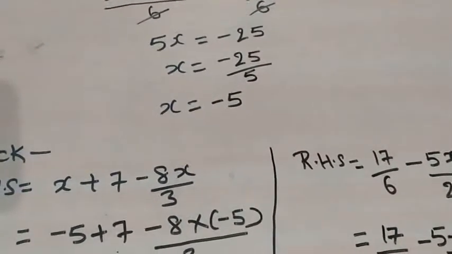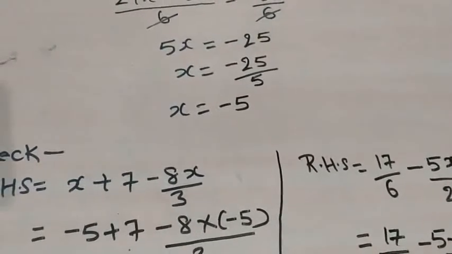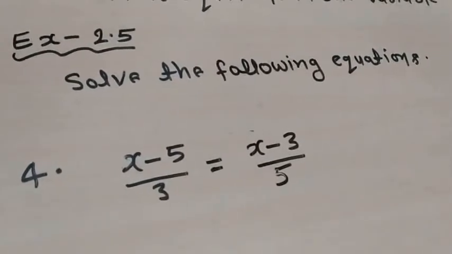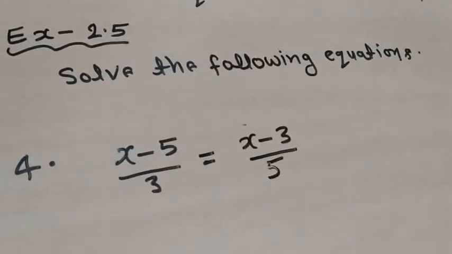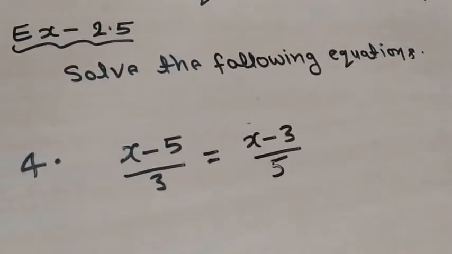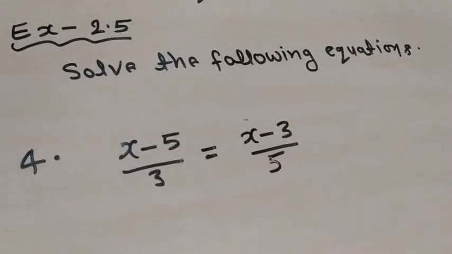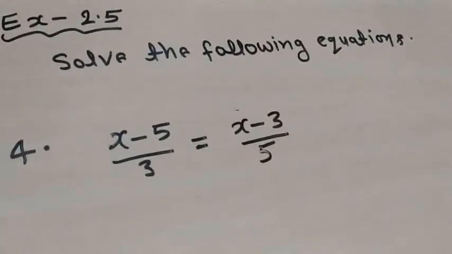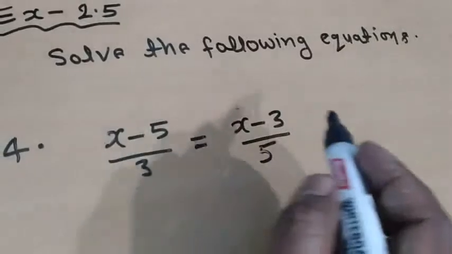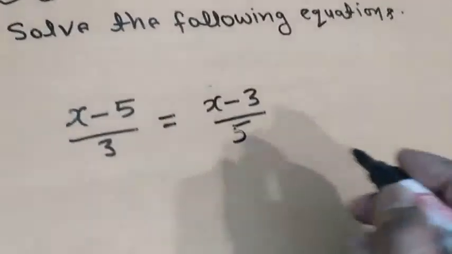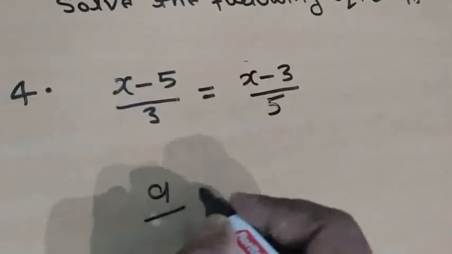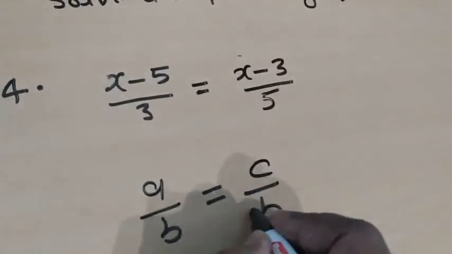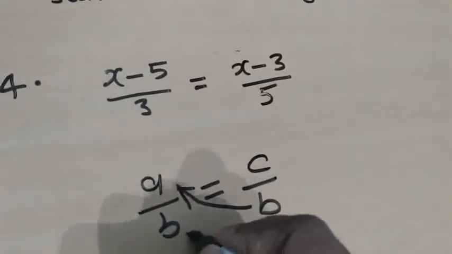Now we are going to solve question number 4. This is question number 4. x minus 5 by 3 is equal to x minus 3 by 5. Okay. So first we multiply it by this 5 and this 3. Here you can see. Look here like this. If a by b is equal to c by d, this is cross multiplication. A multiplied by d and c multiplied by b.